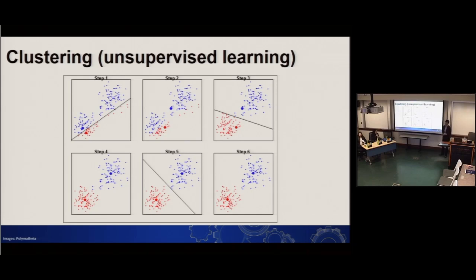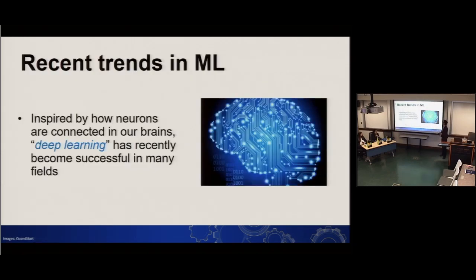And finally, some recent trends in machine learning. Have you heard of deep learning, anyone? A few people? Yeah. So this is becoming more and more popular, and I'll go through that a little bit just to try to demystify it. So I would say recent trends are trying to focus more and more on deep learning. And so what do we mean by deep learning?